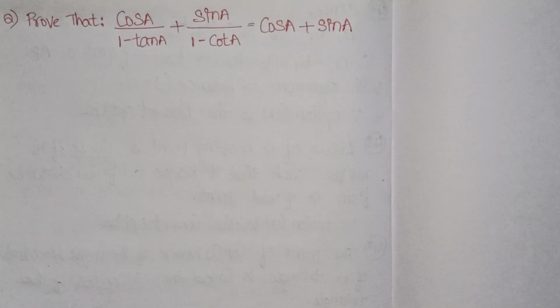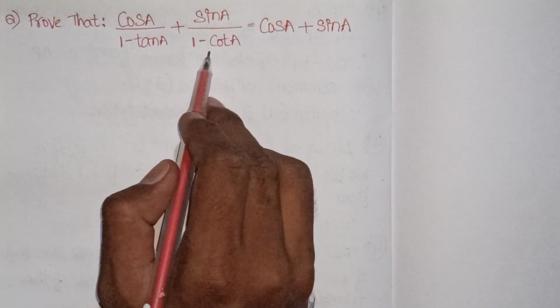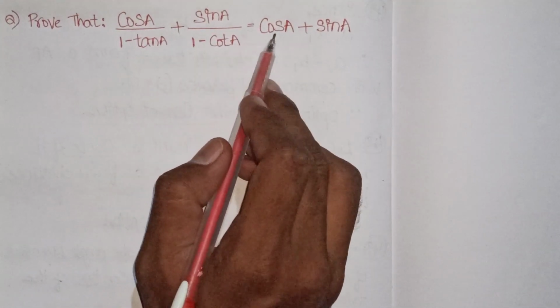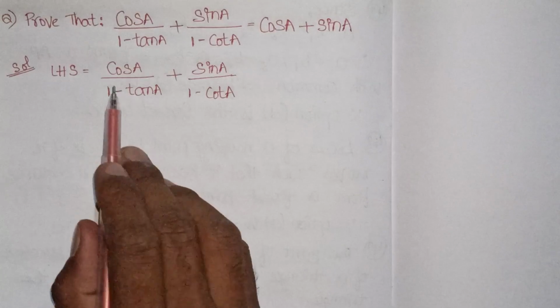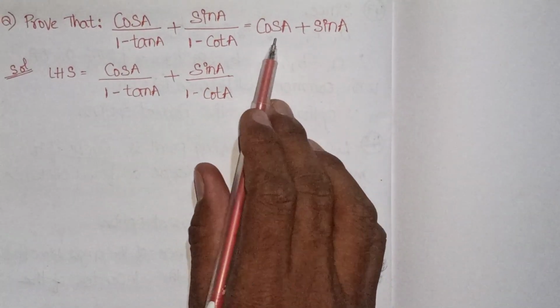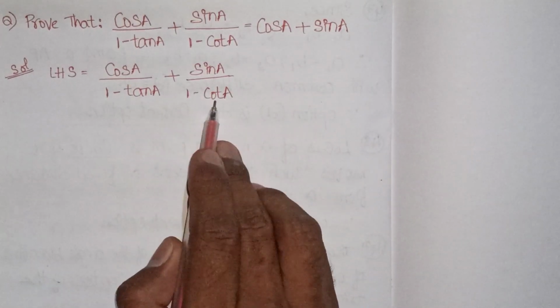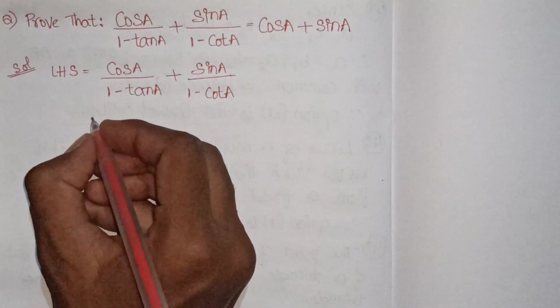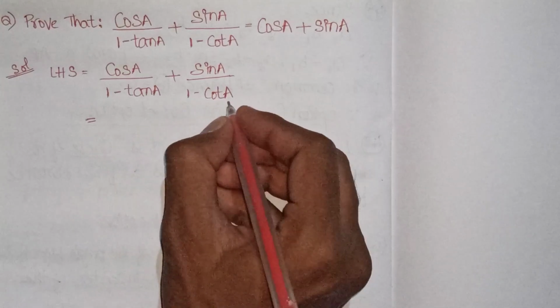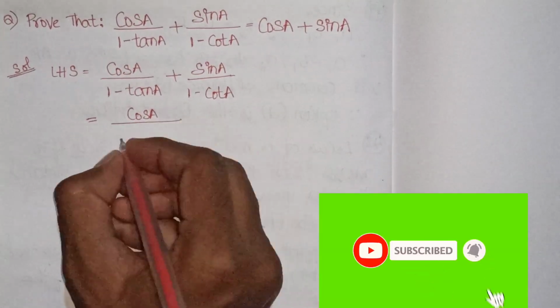Today we are going to prove that cos A by 1 minus tan A plus sin A by 1 minus cot A will be equal to cos A plus sin A. Now let us take LHS and prove RHS. And in RHS we have cos A and sin A, so that we can change tan A and cot A into sin and cos.